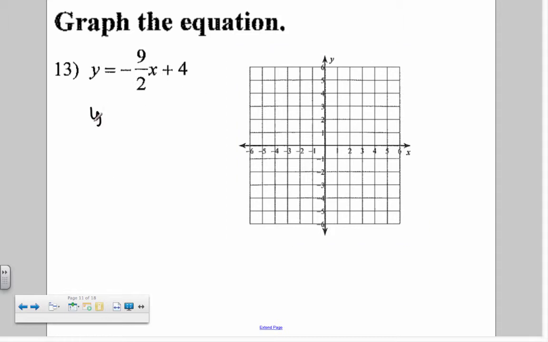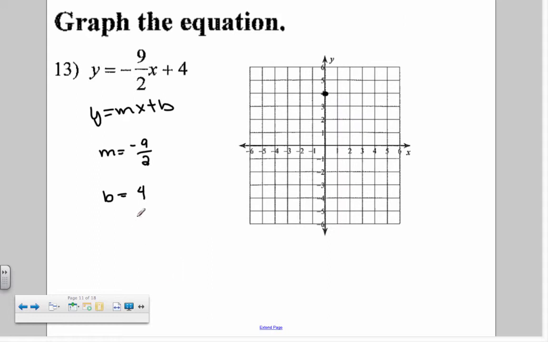So we have y equals mx plus b. My m here is negative 9/2. And my b is 4. So when graphing something that's in y equals mx plus b form, or slope-intercept form, I'm going to start with my y-intercept and then use my slope to create other points on the graph. So let's go ahead and start that. I'm going to graph my y-intercept, which is always on the y-axis, by putting a point at 4. Because my y-intercept is the point (0, 4).